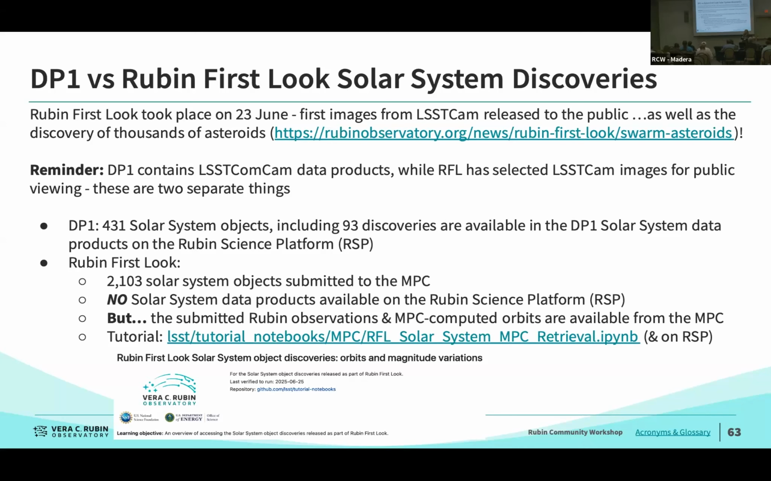And we put together a tutorial notebook. There's a link here to the GitHub repo where you can find this. You can also find it on the RSP. If you go to the tutorials tab at the top of the notebook aspect, underneath the DP1 folder, there's also an MPC folder, and this notebook is in there. So it will allow you to pull down all of those observations and all of those orbits for those First Look discoveries, which, remember, are separate from the DP1 solar system objects. And with that, I'll end.